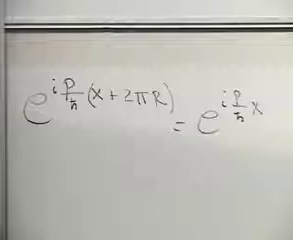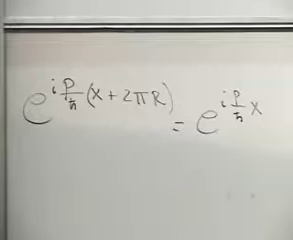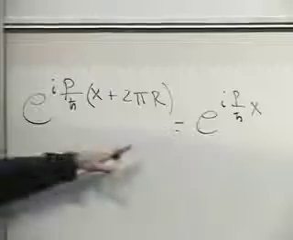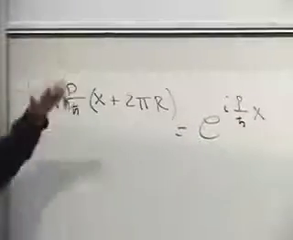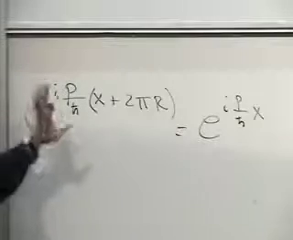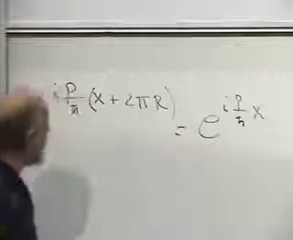In other words, after x makes an excursion of 2 pi r, it must come back to itself. That's the condition of periodicity. It's the condition that the wave function is really on a circle and not on a line.